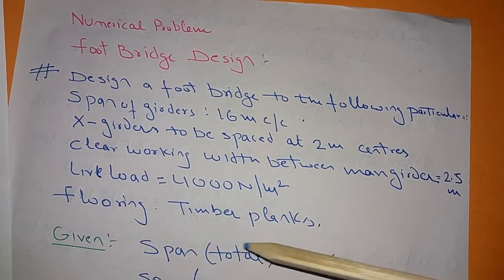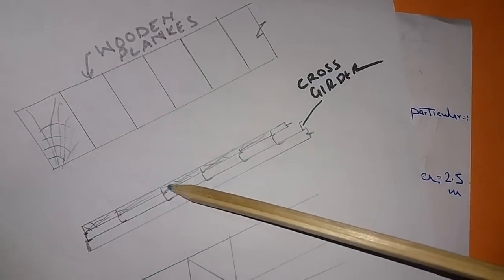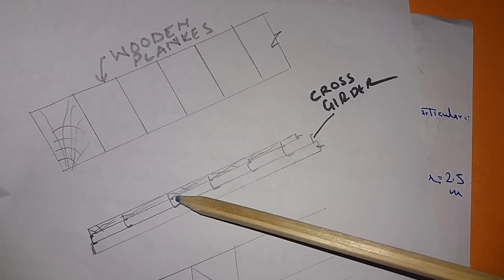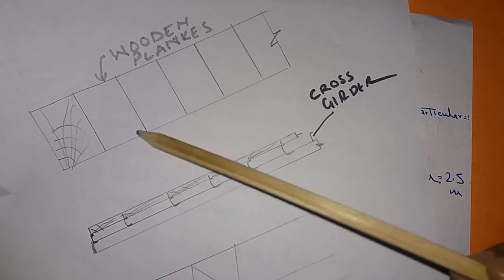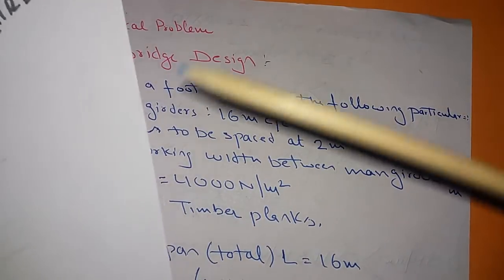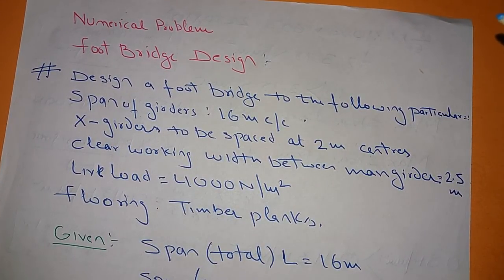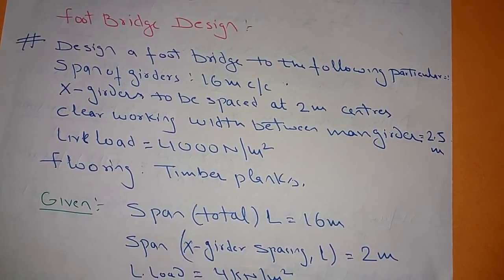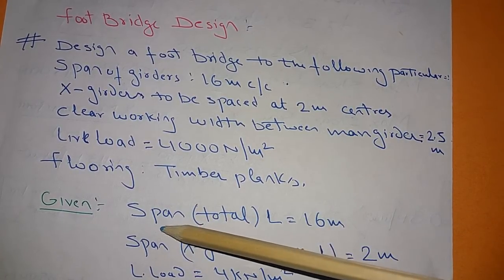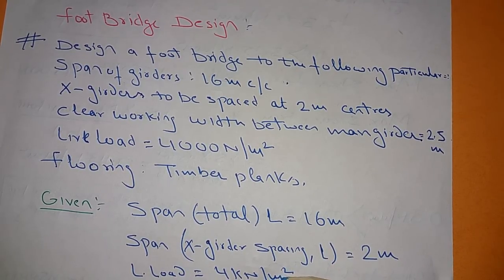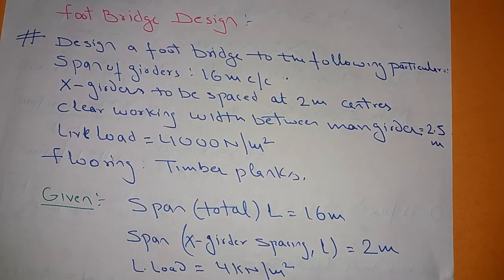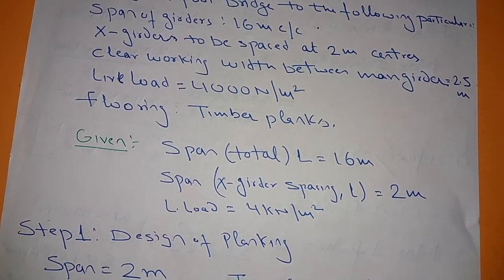Then flooring, timber planks. Flooring means on the cross girder you can have an option about flooring. In this case, you have to go for wooden planks as we discussed earlier. So let us start with your first step. First of all, span is 16 meter, cross girder spacing 2 meter, live load 4 kilonewton per square meter. This is all we know so far. Now, first step will be design of planking. Now, how to start design of planking?